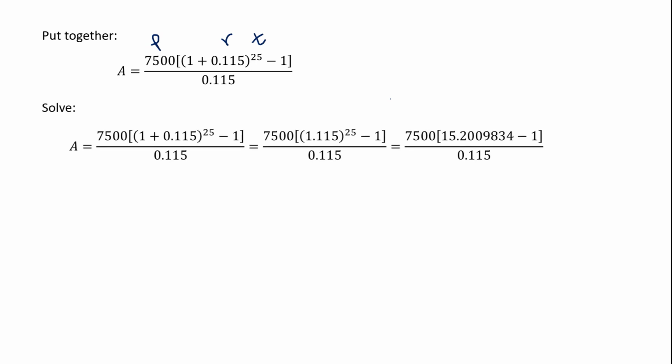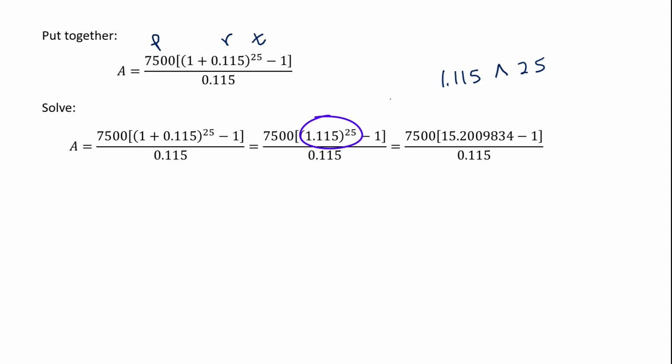Let's solve. To solve, you work from the inside out, so let's begin with the innermost parentheses. Add the 1 to the 0.115, and that's 1.115. Next, take the 1.115 and raise it to the power of 25. On your calculator, you would do 1.115, press the caret key, 25, and enter. Write the full expanse of the digits on your calculator screen.